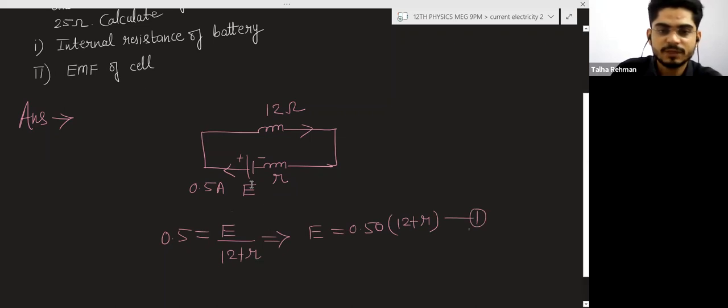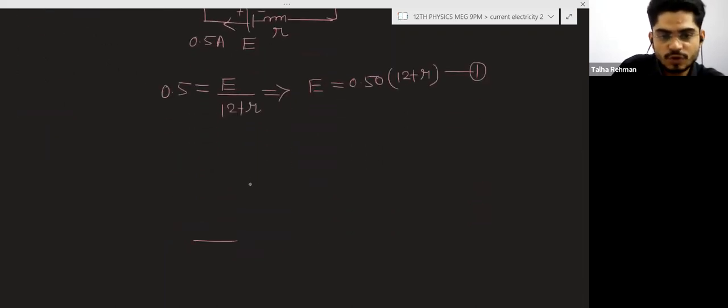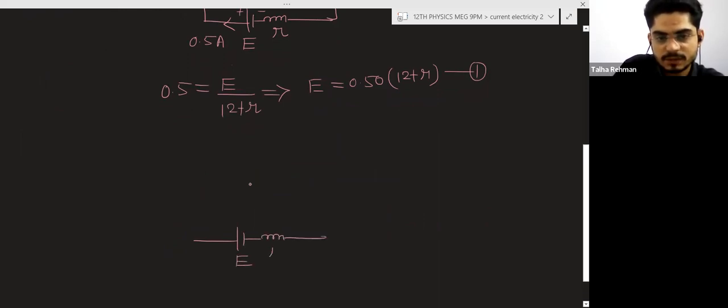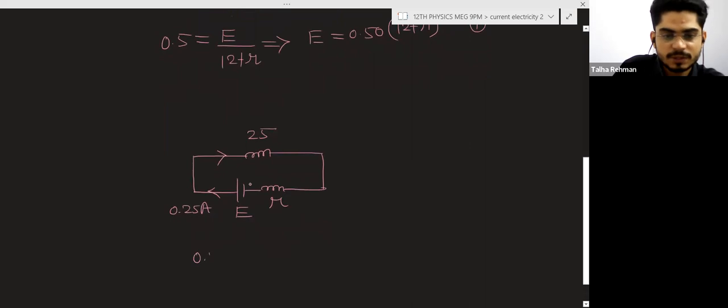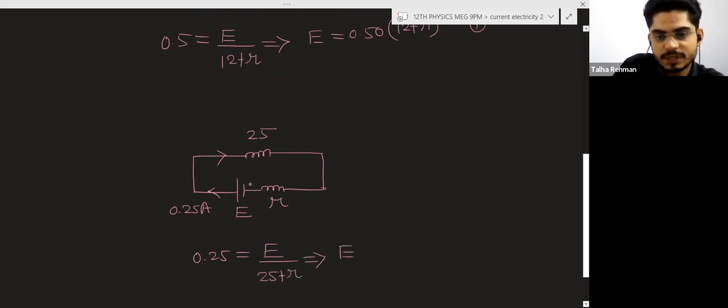After that, they are saying that you have the same battery of same internal resistance, and you have connected this battery with a resistance of 25 ohm and the current this time becomes 0.25 ampere. Now you will make the equation: 0.25 is equal to E divided by total resistance. From here, you will get E equal to 0.25 times (25 plus R). This is equation 2.